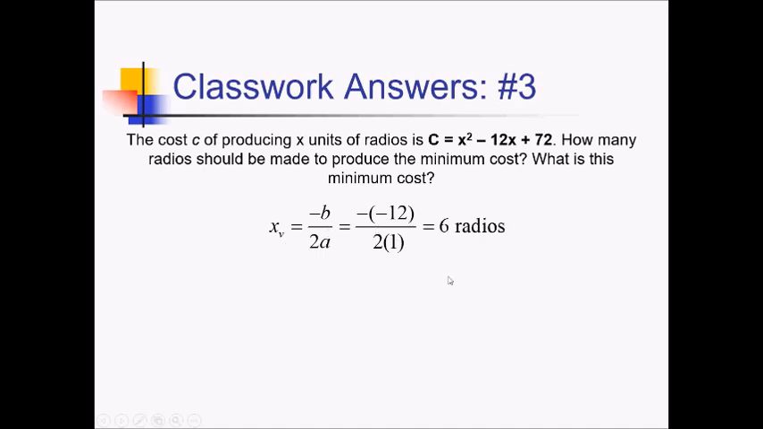So 6 radios. And to find what the minimum cost is, we just plug 6 back in for x in the c function. So 6 squared minus 12 times 6 plus the 72 there. And I could probably do this without a calculator. This is 36 minus 72 plus 72, so those actually cancel. And we're just left with 36, and that's in dollars.